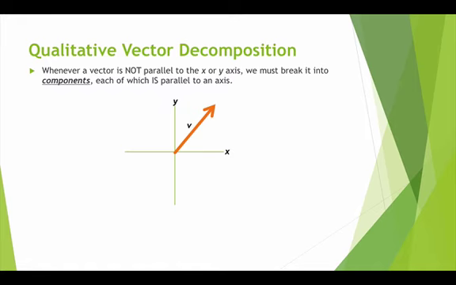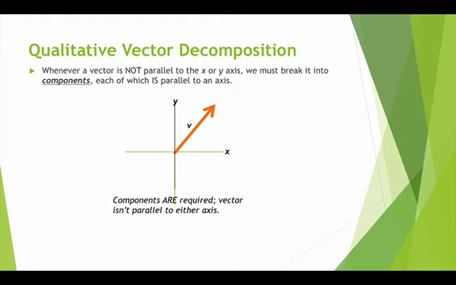Each one of them, like it says up here, is parallel to an axis. So what I want you to do when you have to break up a vector is put your pencil down on an axis. It doesn't matter which one. I'm going to choose y, and I can't show you a pencil on the screen here, so I'm going to put a black line on the y-axis.